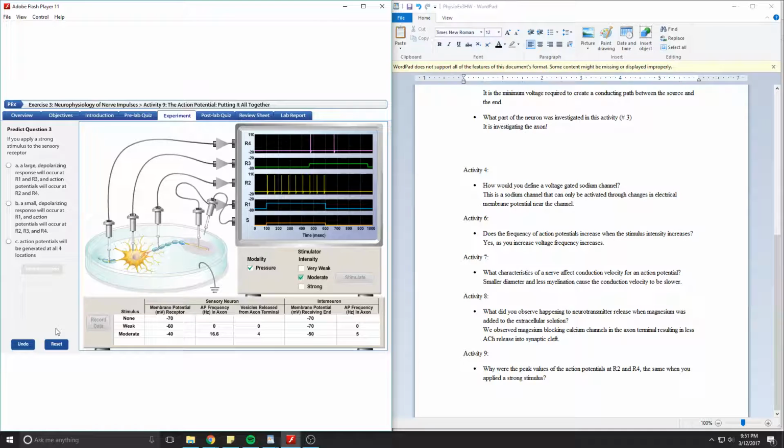Right. Apply a strong stimulus. Okay, this is what we need to know. So the question we actually need to answer: why are the peak values of the action potential at R2 and R4 the same when you apply a strong stimulus? If you apply a strong stimulus to the sensory receptor, a large depolarization response will occur at R1 and R3, and action potentials will occur at R2 and R4.